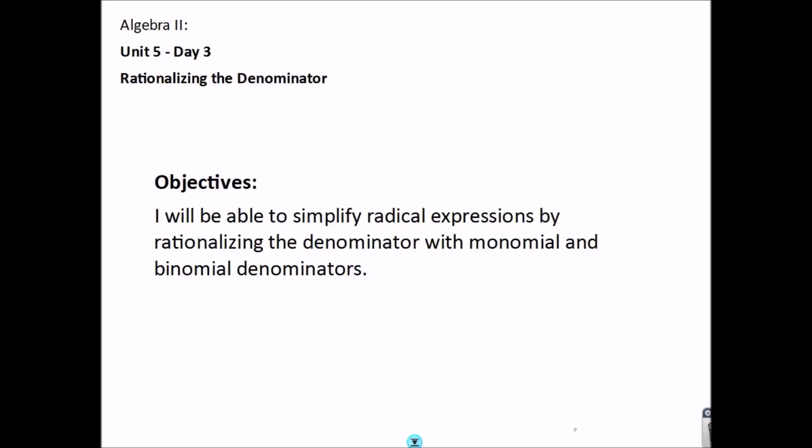Today we're going to be talking about rationalizing the denominator. By the end of this video, you'll be able to simplify radical expressions by rationalizing the denominator with both monomial and binomial denominators. Rationalizing the denominator should be somewhat familiar from geometry, but we are going to be adding some new aspects today.